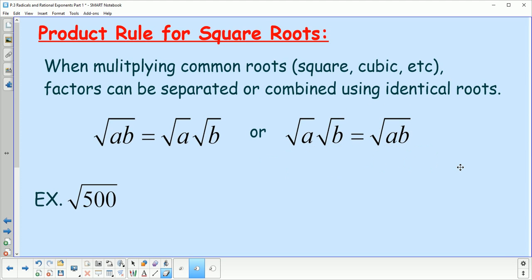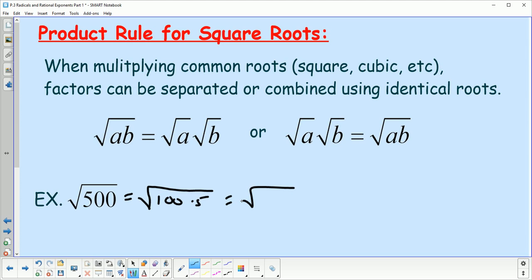Now, the reason that we may want to do this is for something like we have here, the square root of 500. We can simplify that, and a lot of times we're going to do this because we want to think of a perfect square and the product of some of the number. So 500 can be rewritten as the square root of 100 times 5, which means we can separate that into the square root of 100 times the square root of 5, which is going to give us 10 square root of 5. And so that would be a simplified radical. That's one reason why we would use the product rule for square roots.